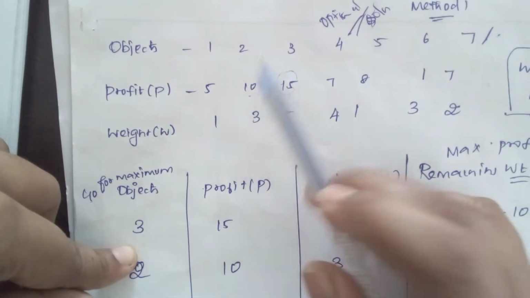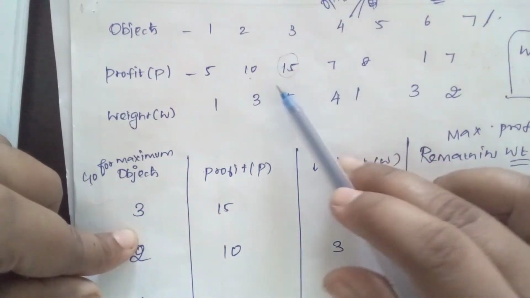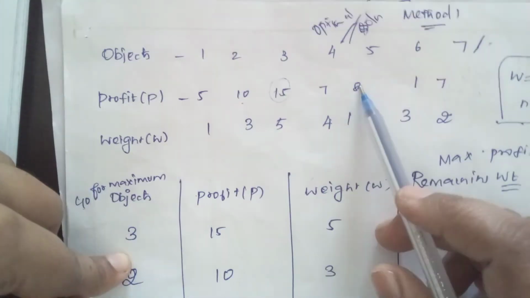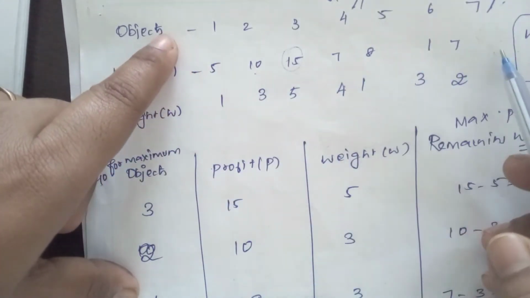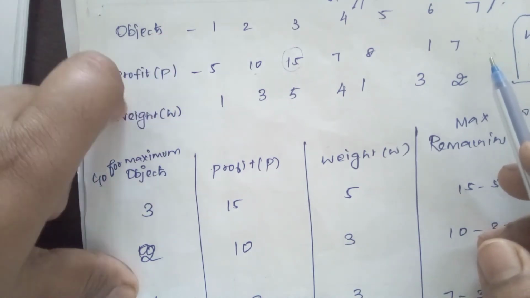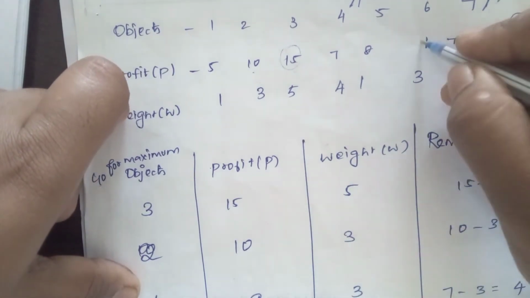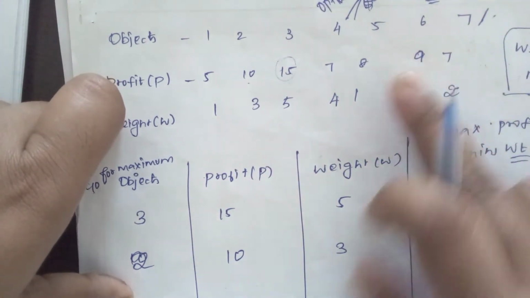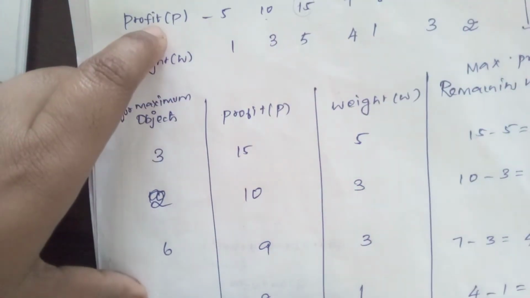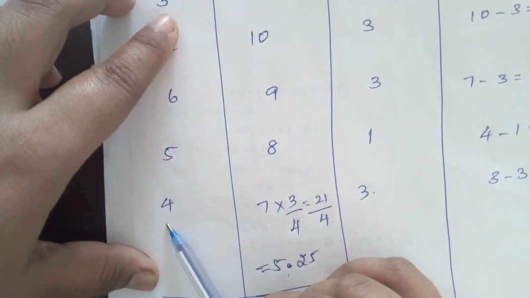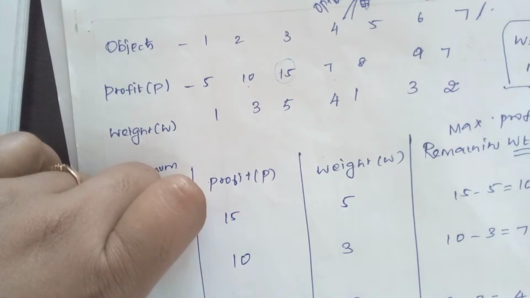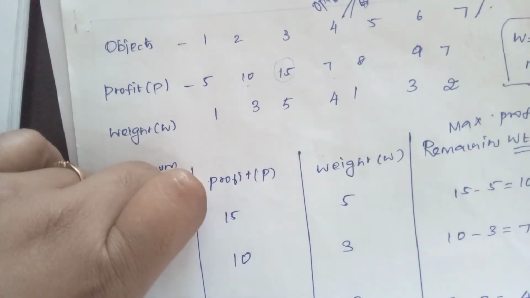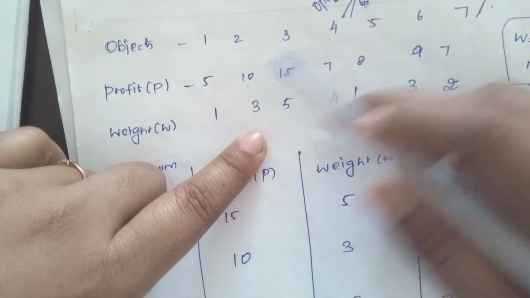The second one is 10, so I am choosing the second object. Then after 15 and 10, the next is 8, which is the fifth object. Before that, 9 will be there, sorry, so I write 6 equals 9, and then 5 equals 8. After that, 4 has profit 7, so I am writing 4. Like that it will go on.